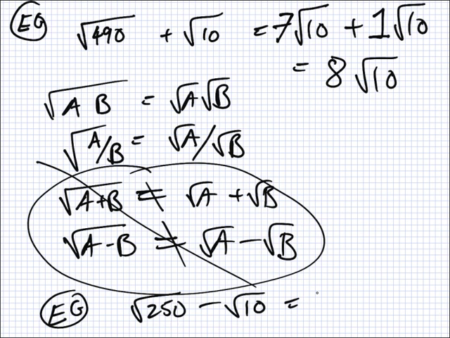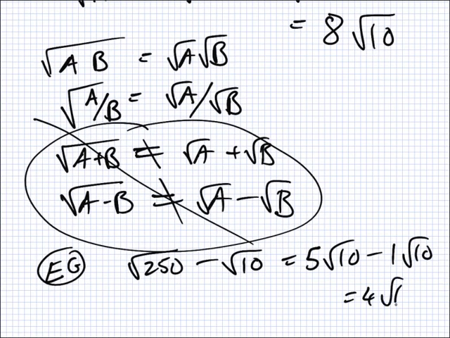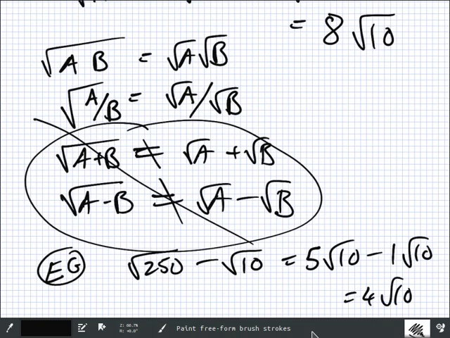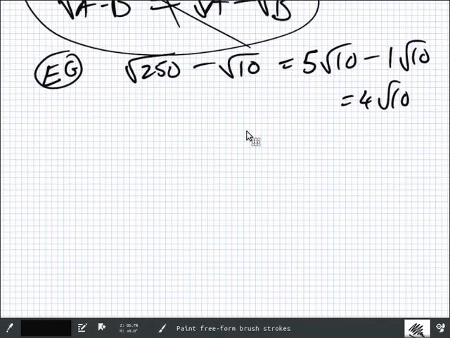Okay, you have it? What is it? It's 4 root 10, because it's 5 root 10 minus 1 root 10. So that's 4 root 10. Okay, can I scroll down? Yes. Right, next thing.